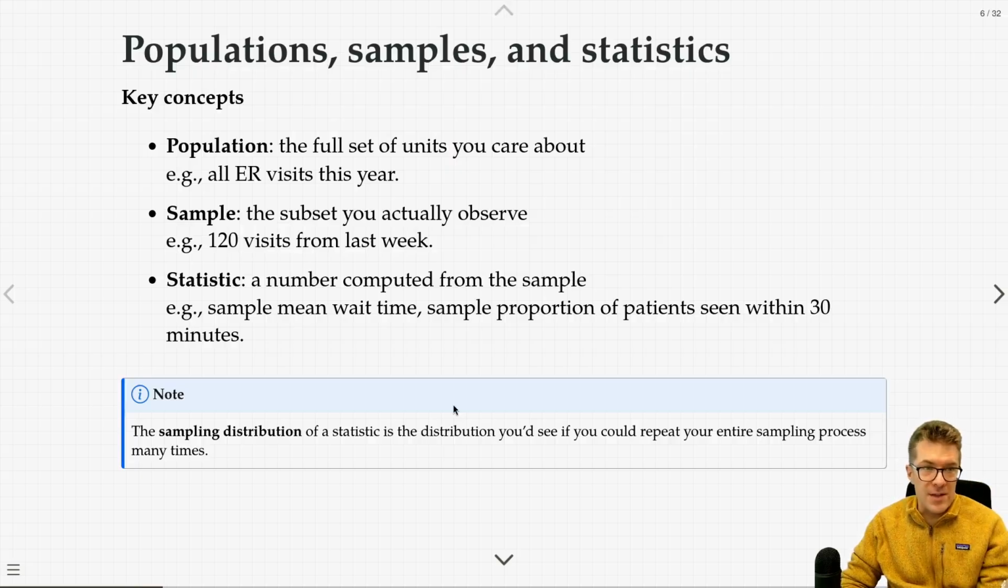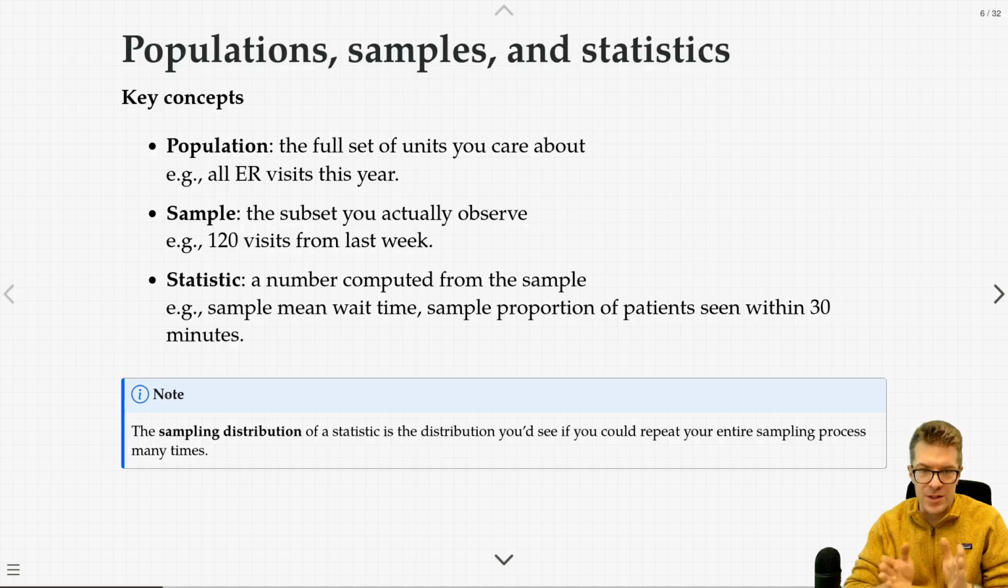So here are some key concepts. The population is the full set of all of the units you care about. So this could be all of the emergency room visits in a particular year. It could be a population of an entire nation or an entire world. It could be that you're not measuring anything to do with individual people, but instead you're dealing with transactions at a bank that you work at. The population just basically means absolutely every possible source of data.